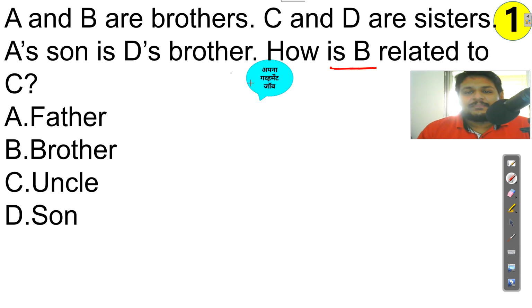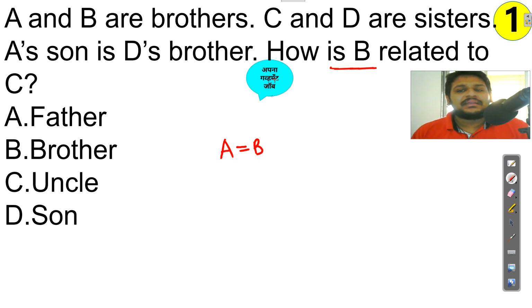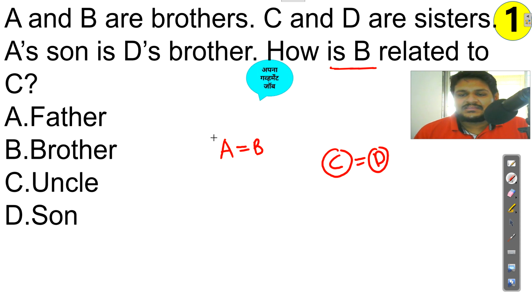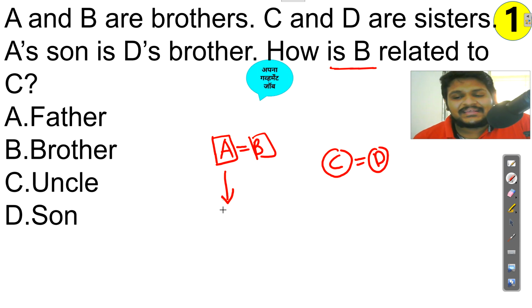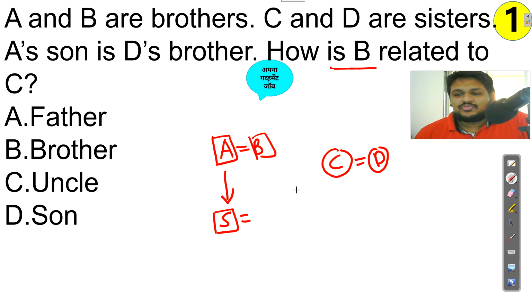See, A and B are brothers. So for brothers, how are we representing brother? Equal sign, right? Then C and D are sisters. So suppose C is here, and D is sister. Okay, let's make it a box because A and B are brothers. A's son is D's brother. They didn't give who A's son is, so I will just write A's son like this, which equals D's brother.